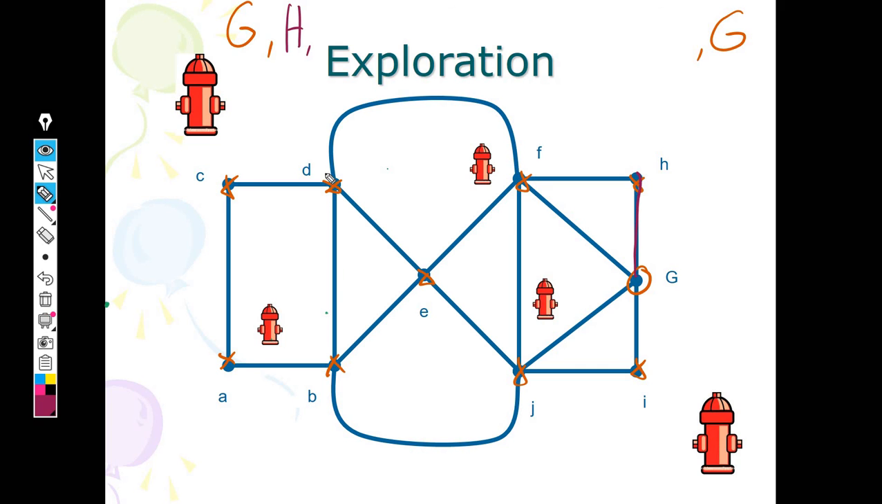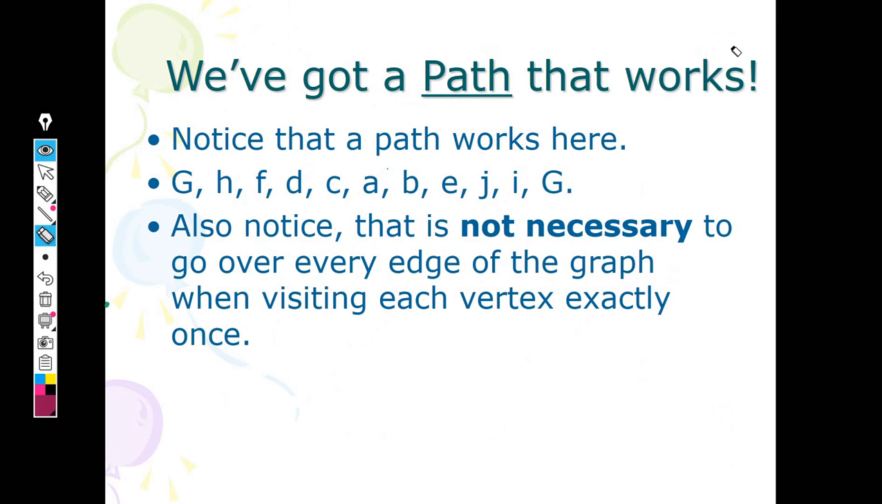So try doing that. An example of an answer I got was G, H, F, D, C, A, B, E, J, I, G. Remember, it's not necessary to go over all the edges when we only want to visit the vertices.